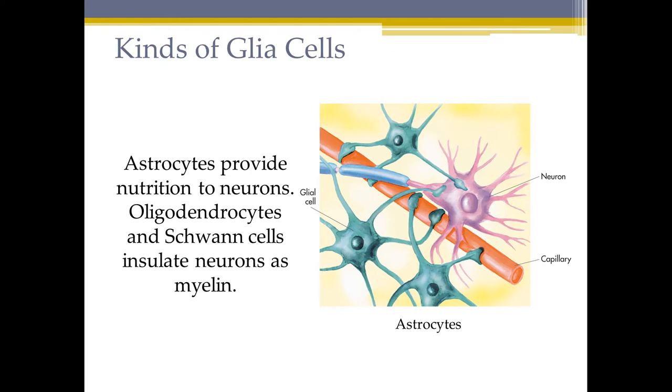And they're supported by glial cells. So there are a number of different types of glial cells. We already spoke about Schwann cells, which insulate the axon of the neuron through the myelin sheathing. But there's also the astrocytes, which provide nutrition to the neurons, and then oligodendrocytes do the same thing in large part as the Schwann cells do, insulating the neurons.